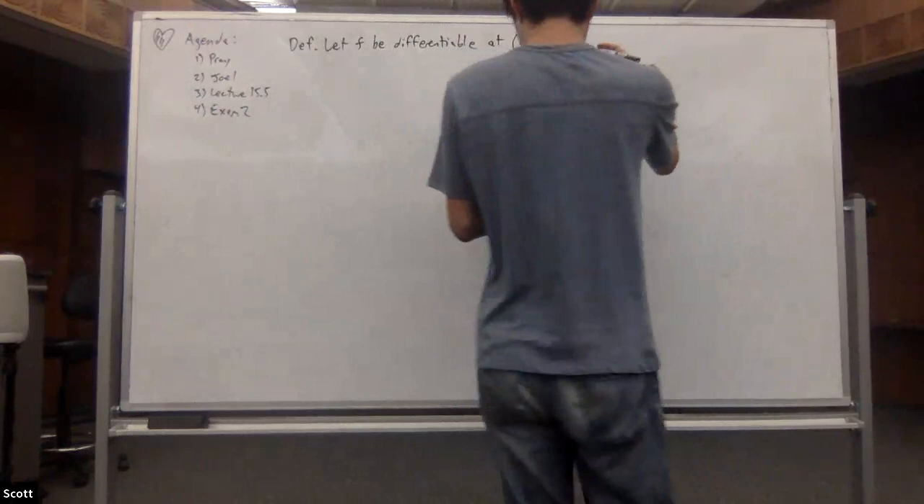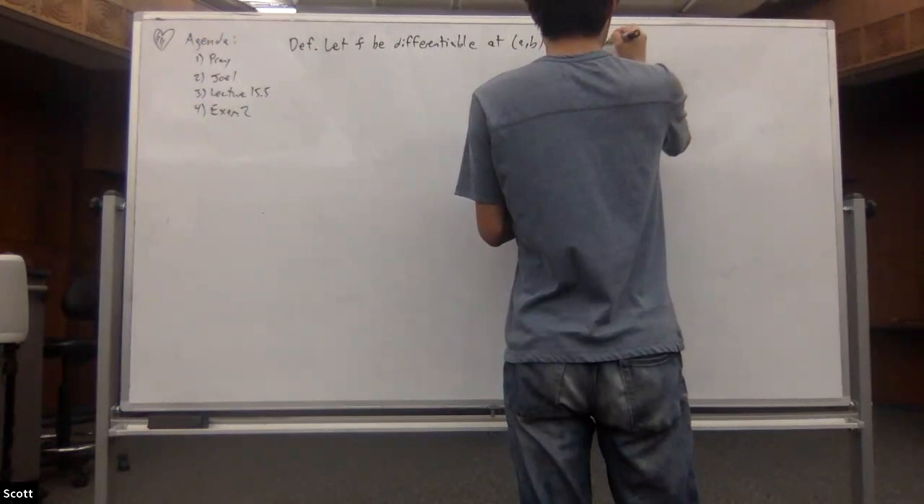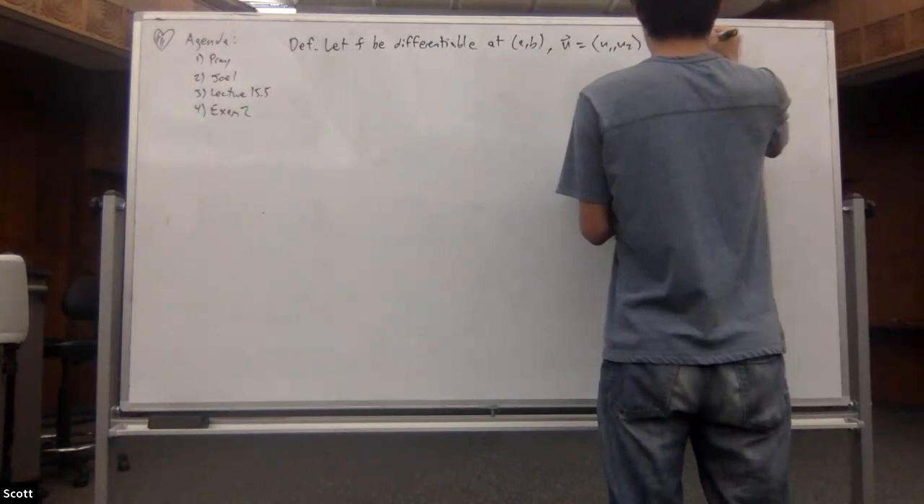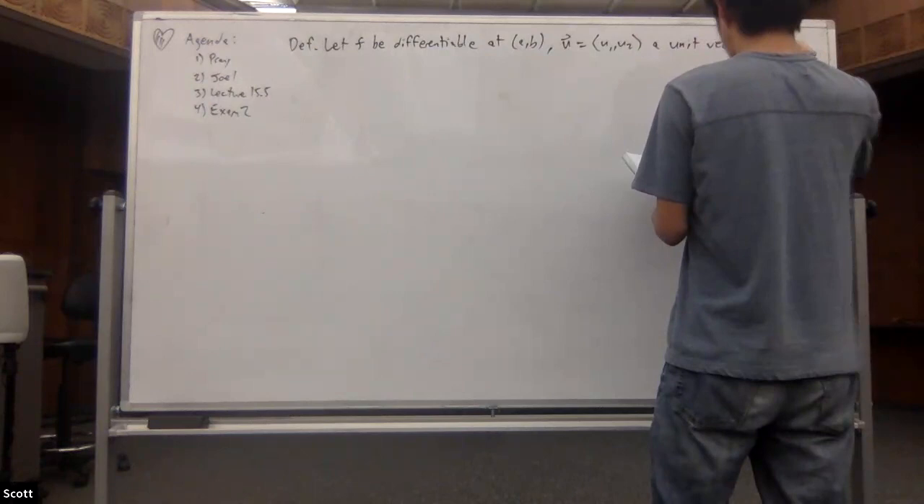And we're also going to let some vector u, which is u1, u2, be a unit vector. Unit vector. This is a detail that's easy to forget. So don't forget that u is a unit vector in the xy plane.